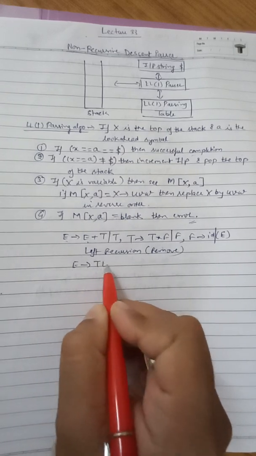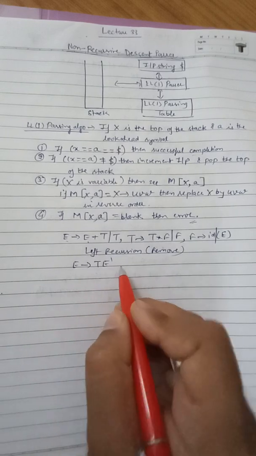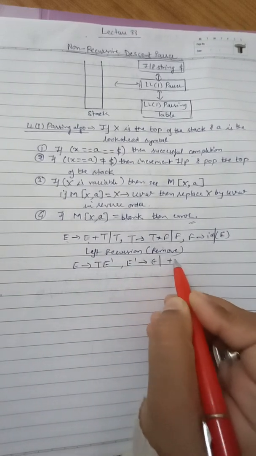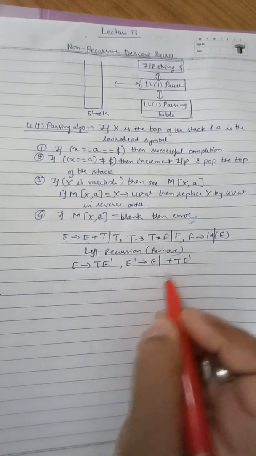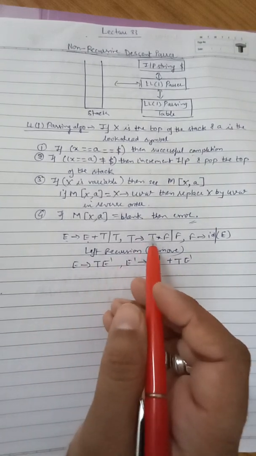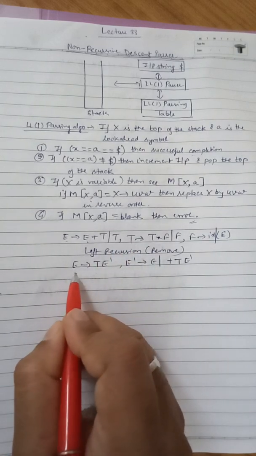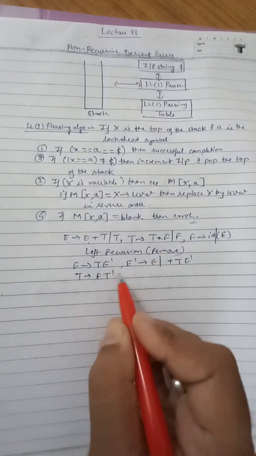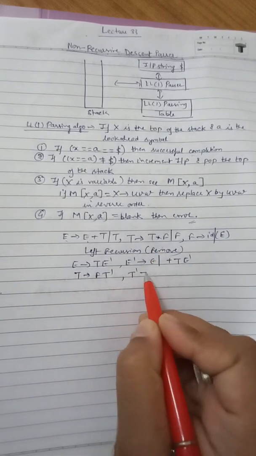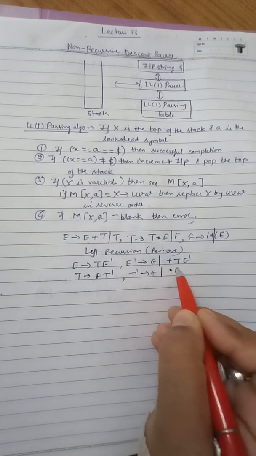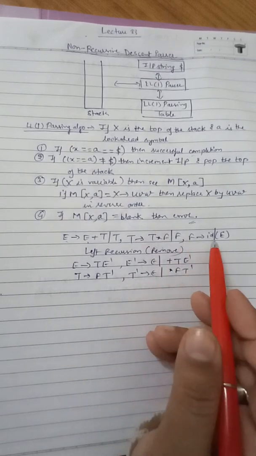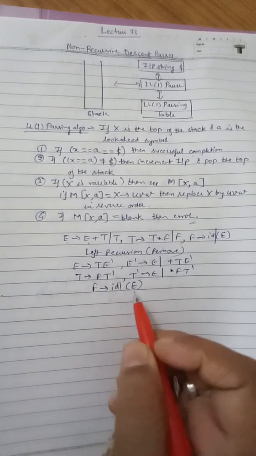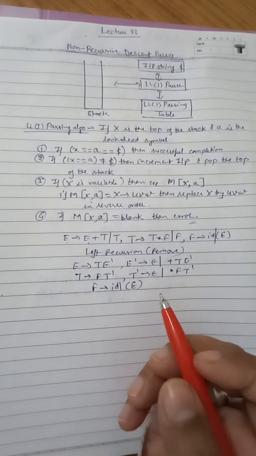So E tends to T E dash. We take another variable, E dash, which will be either epsilon or plus T E dash. In a similar way we do it for this production: T tends to F T dash, with the new variable T dash tends to epsilon or star F T dash. F remains the same because there is no left recursion: F tends to id or (E). So this will be the grammar.